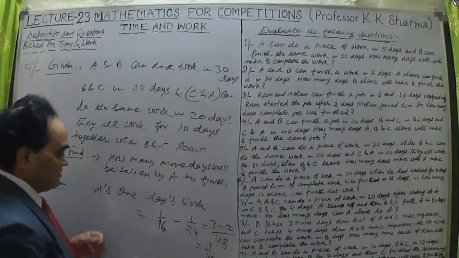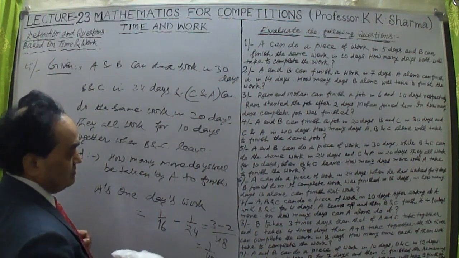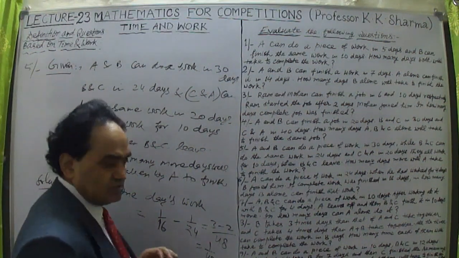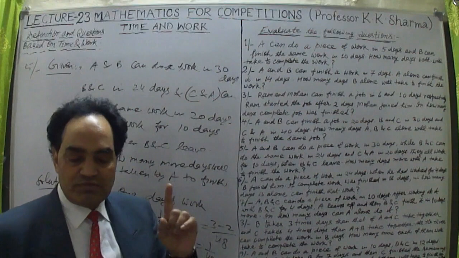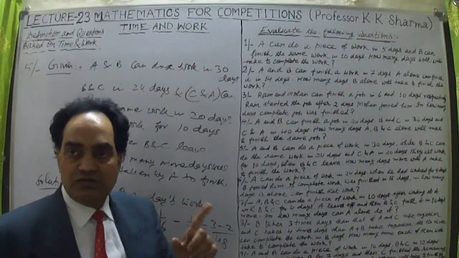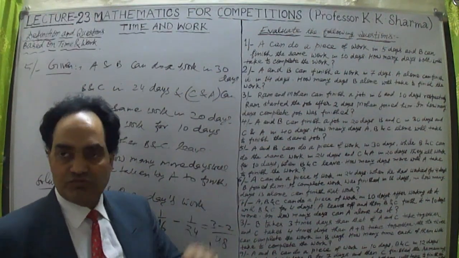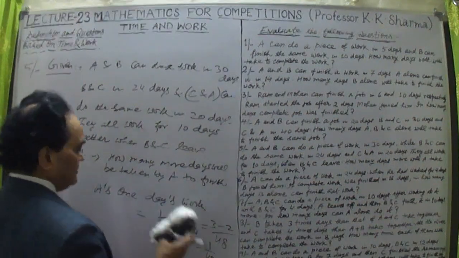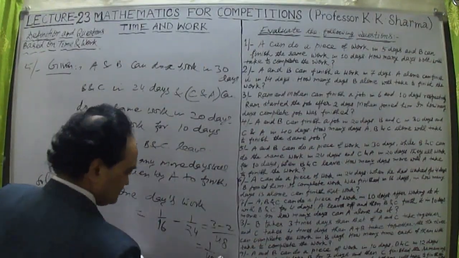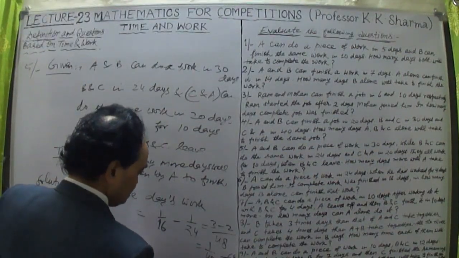Now let us take what work is being completed. 1/16 is the rate of working of all the three, I mean 1 day's work of all the three, A plus B plus C. So 1 day's work is 1/16 that we calculated, and A's rate is 1/48. This is the second equation, which is very important.